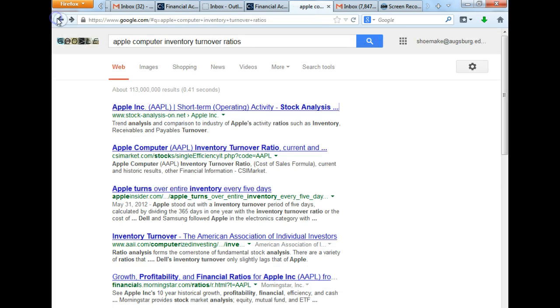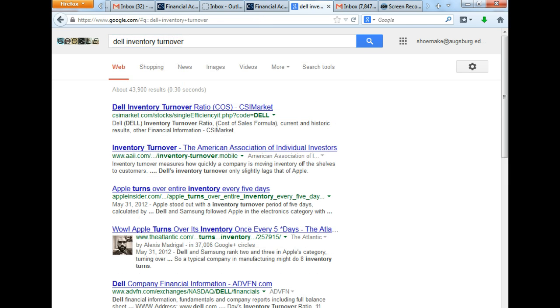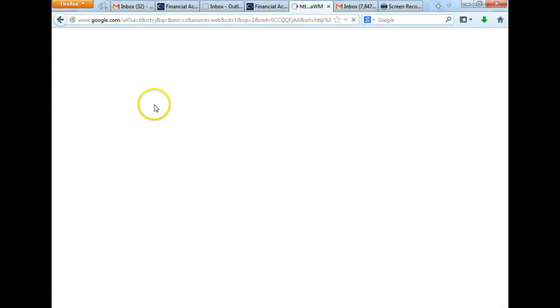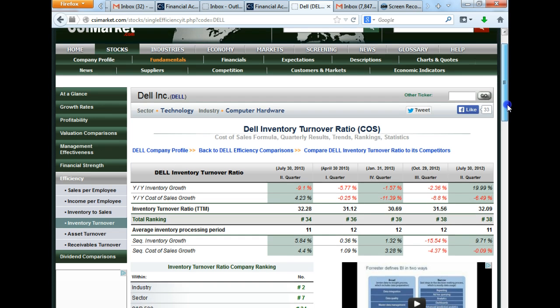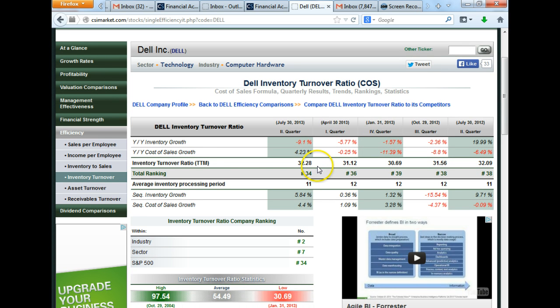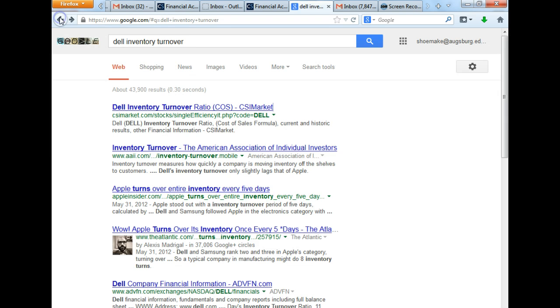Now let's look at another company. What's another company we can look at? Dell, inventory turnover. Turnover, 32, 31, 30. Still pretty decent, isn't it? Roughly every 10 and 11 days. Quite amazing. They're producing it as they need it, right?